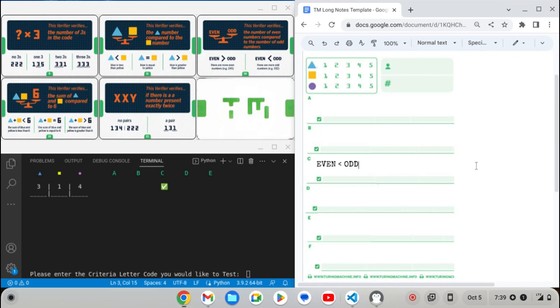And simply what that means is we have a majority of odds. So we could have as little as 2 odds and 1 even, or it could be that we have all 3 be odd. Okay, so the next thing I think I'd like to test is criteria card E.